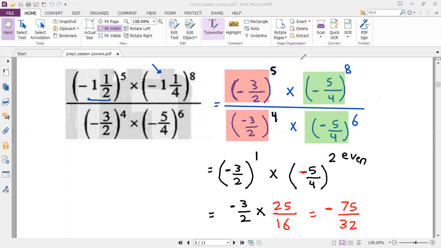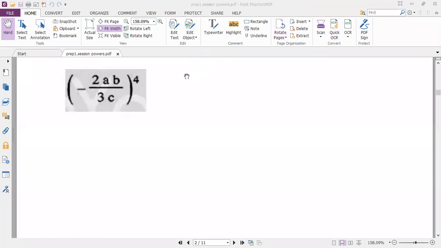Let's go to the next one. We have here in this example an expression, it's negative 2 times A times B, all divided by 3C. And we have the power 4. The power is even. And you know, the even power cancels the negative sign. So it will be positive. And we don't need to write it.